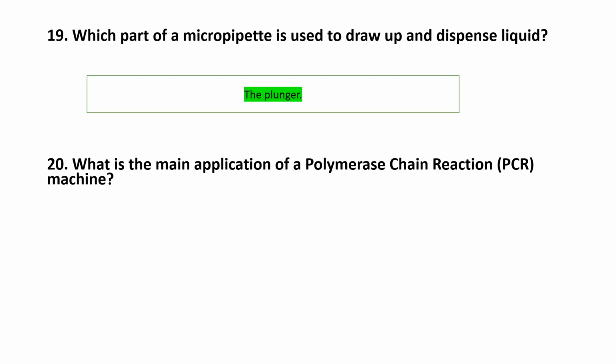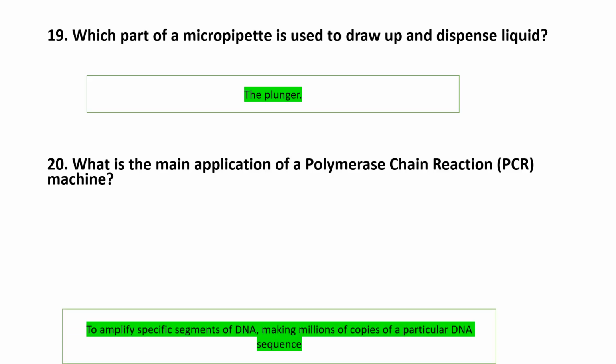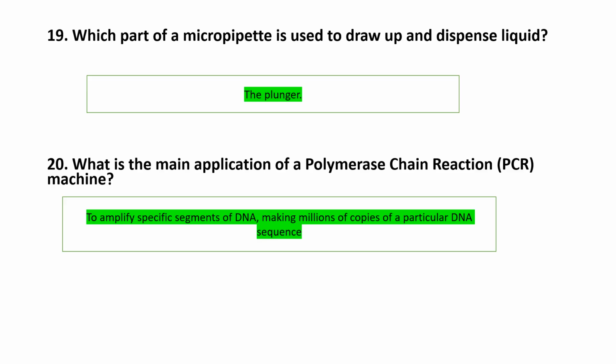What is the main application of a polymerase chain reaction machine? There are various applications, right? But the main one that we're looking for is that PCR, polymerase chain reaction, found in a molecular biology laboratory, amplifies specific segments of DNA, making millions of copies of a particular DNA sequence. And this is known as DNA amplification.